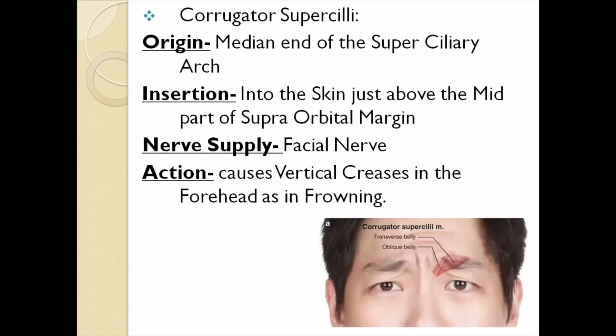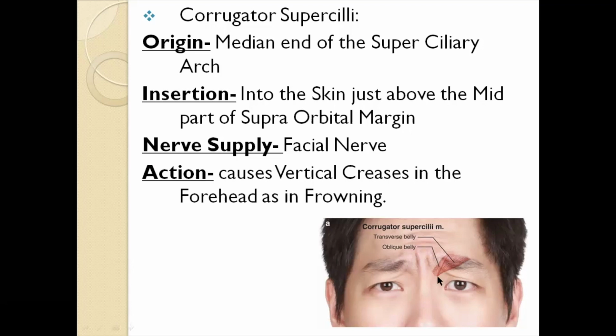Now, corrugator supercilii, what is its origin? It originates from the medial end of the superciliary arch, and inserts into the skin just above the mid part of the supraorbital margin. This supraorbital margin is where our eyebrows are. We divide it into three parts: medial, middle and lateral. So it inserts into the skin over the middle part.